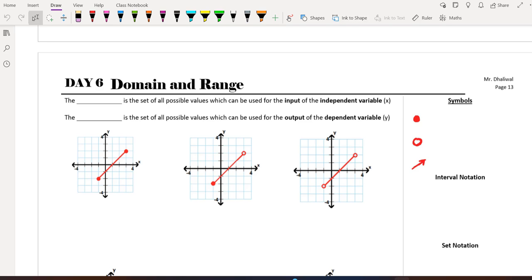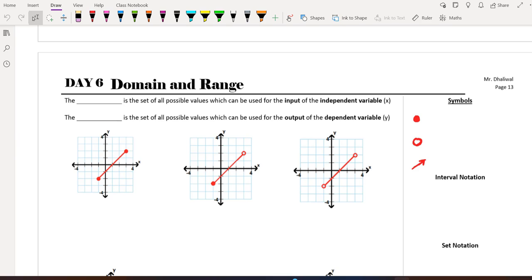So today we're going to talk about something called domain and range. That is a way of describing what the x values on the graph are and what the y values are. So in a mathematical sentence, how can we tell what are the x values and what are the y values?